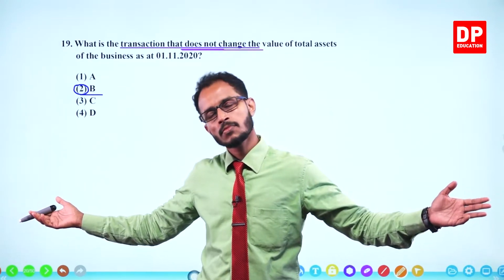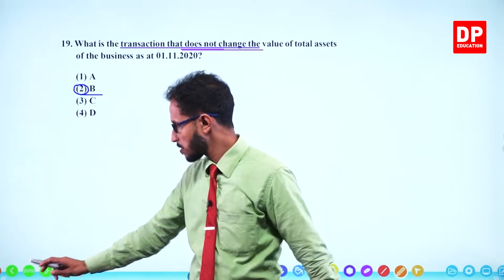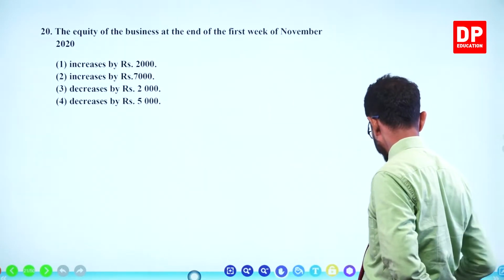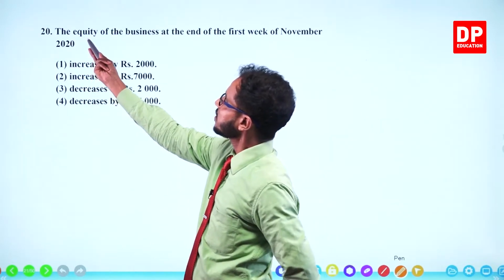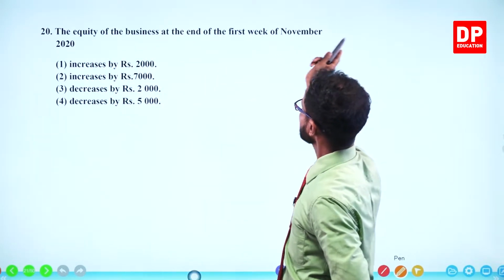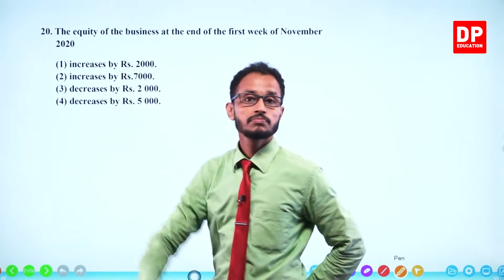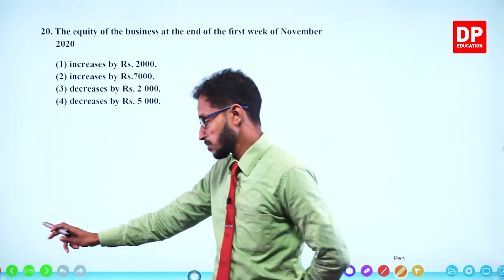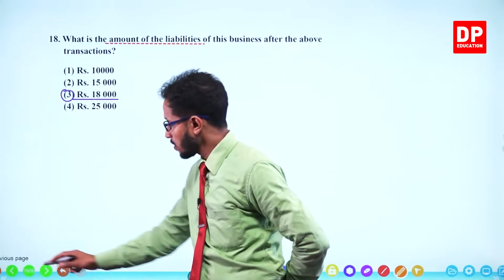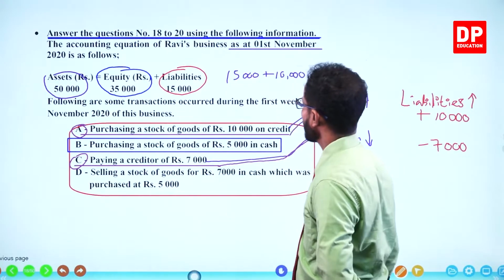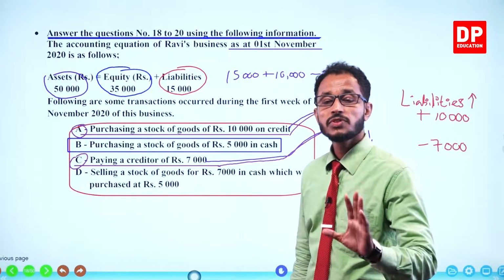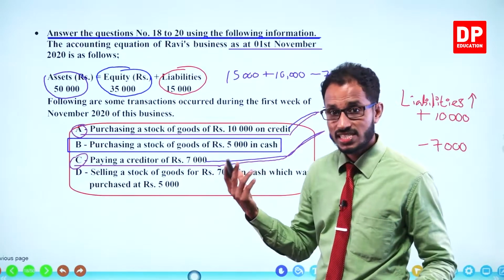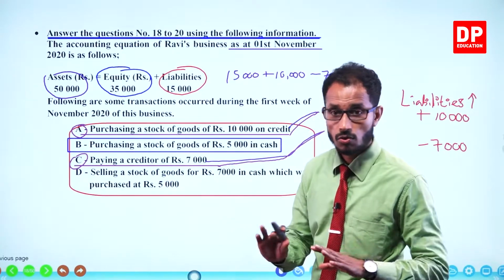That's it. Let's go to the 20th. The equity of the business at the end of the first week. We have to calculate equity. Let's see how we can do that. If they're asking for the equity, children, we must select the transactions which affect equity. Not all the transactions affect equity.